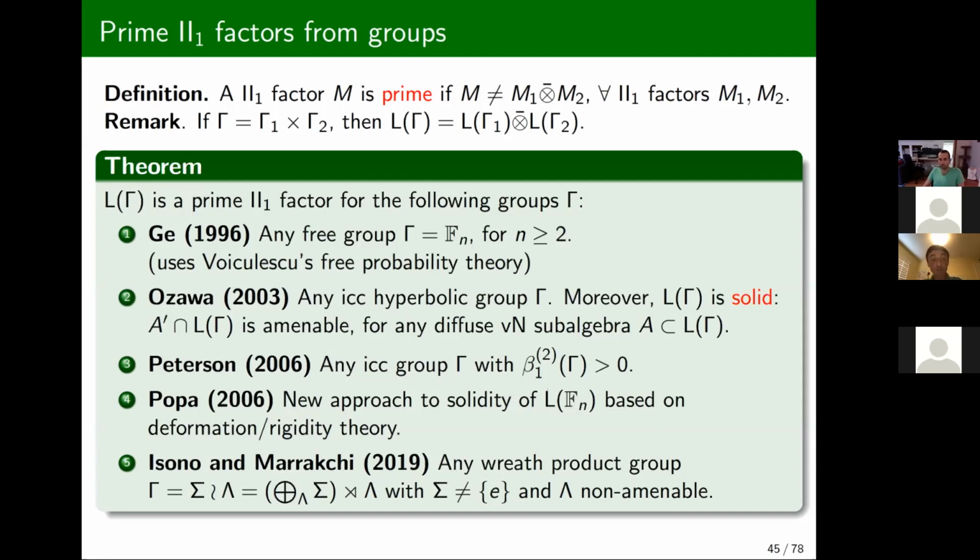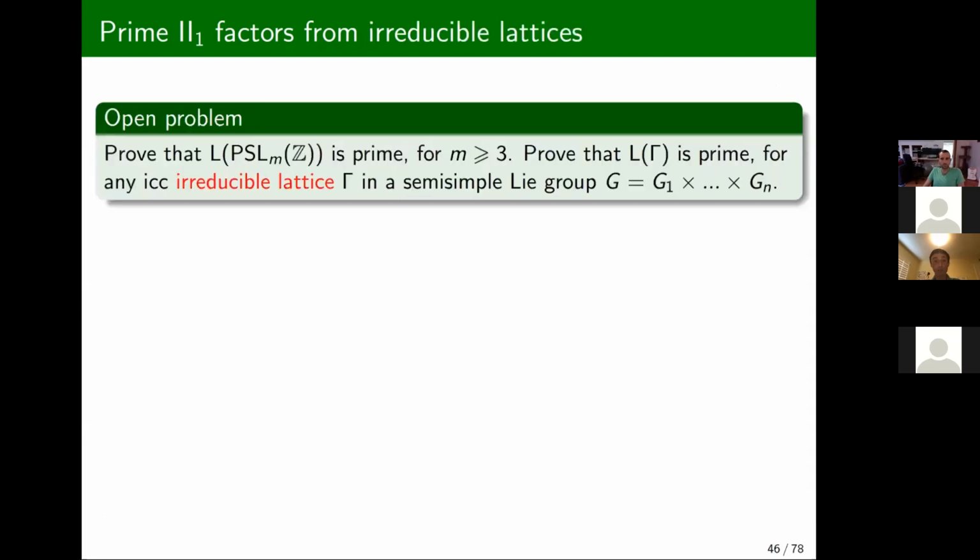All right, so there's lots of classes of groups for which we know that L of Gamma is prime, but there is one natural class for which this is largely open. So let me put that as an open problem. It's an open problem to prove that the von Neumann algebra of SL3Z, and more generally of PSLnZ with n at least 3, is prime. More generally, you'd want to prove that L of Gamma is prime for any ICC irreducible lattice in a semi-simple Lie group, so in a product of simple Lie groups.